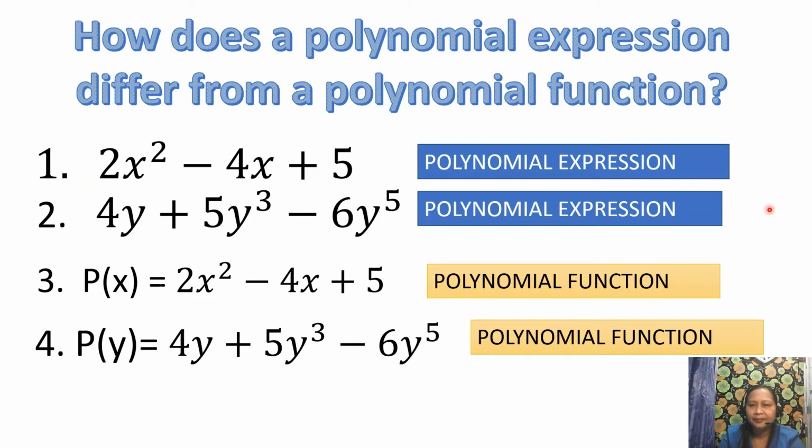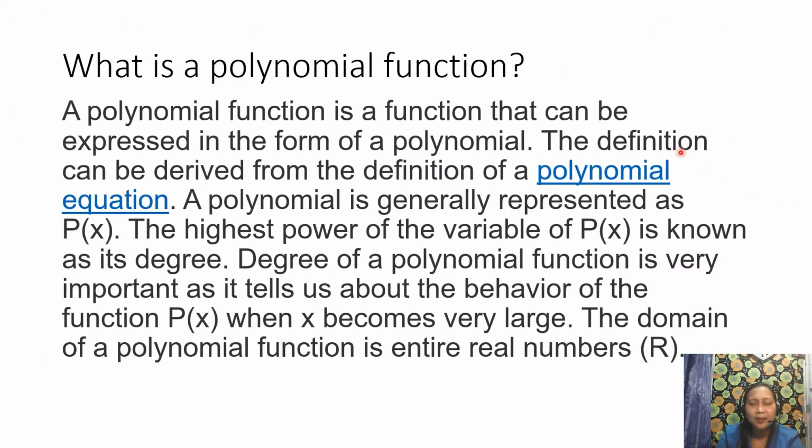Okay, what is a polynomial function? A polynomial function is a function that can be expressed in the form of a polynomial. The definition can be derived from the definition of a polynomial equation. A polynomial is generally represented as p of x. The highest power of the variable of p of x is known as its degree. The degree of a polynomial function is very important as it tells us about the behavior of the function p of x when x becomes very large. The domain of a polynomial function is the entire set of real numbers.